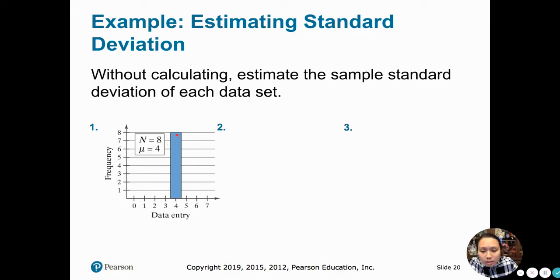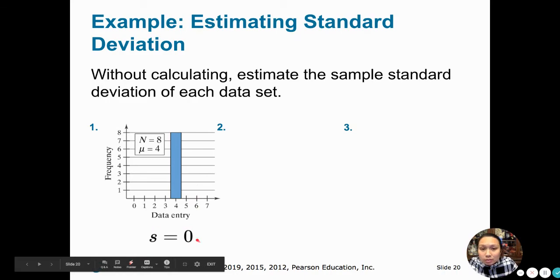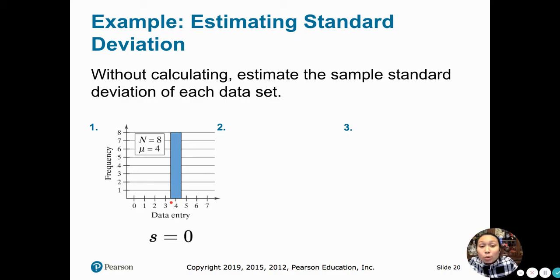What do you think the standard deviation is for this first graph if every single entry falls on the average? All right, and because every single entry falls on the average, none of them are far away from the average, this actually has a standard deviation of 0. Because again, none of these entries are far away from the average or the mean at all.